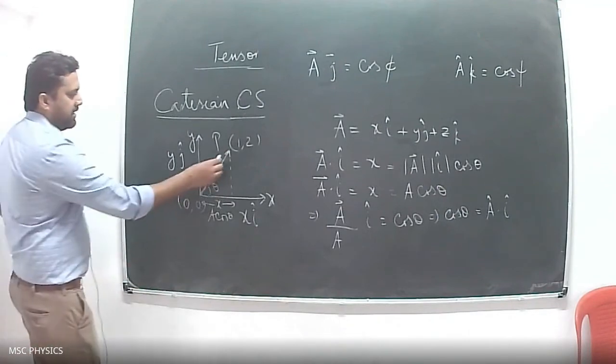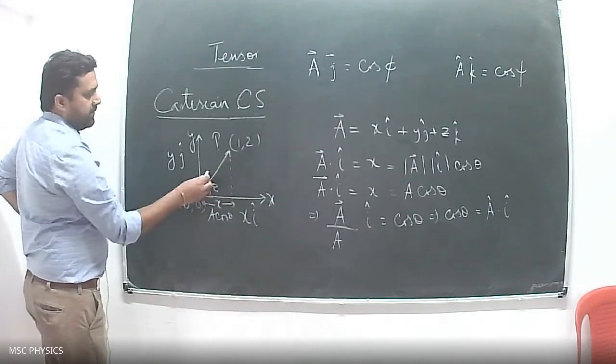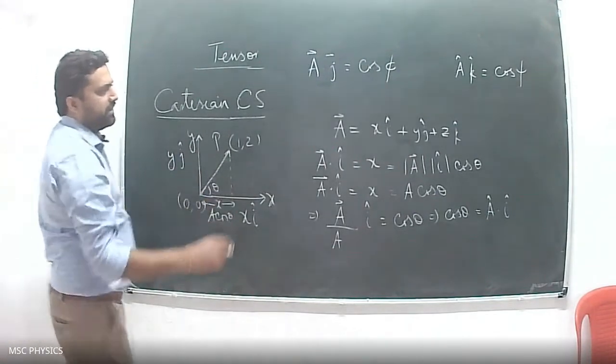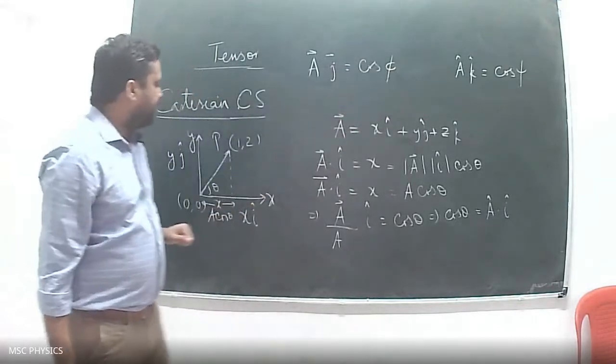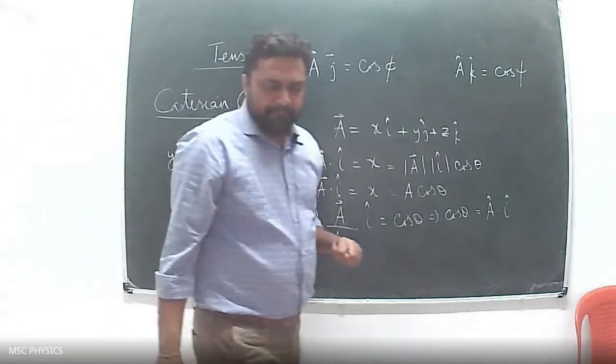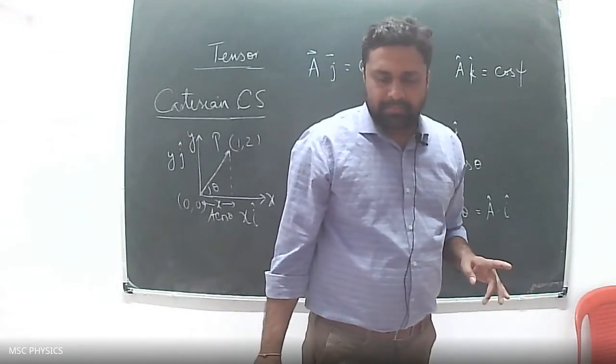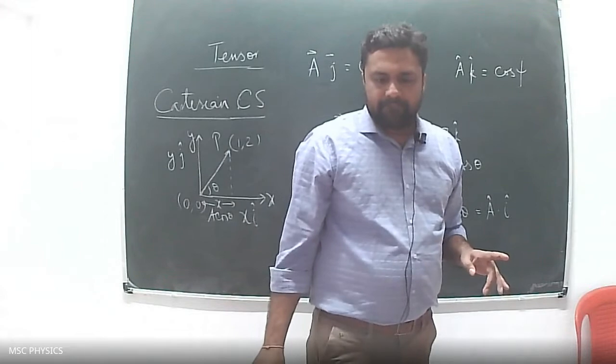Similarly, its projection along y direction will be this vector A dot J. That will be the cos of this angle. You have to find out this angle and its orientation. Yes? Was there any question? No, sir. Okay, all right.